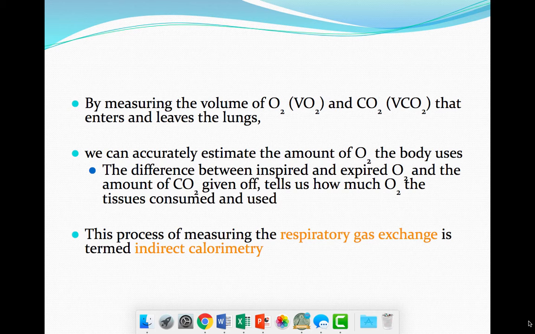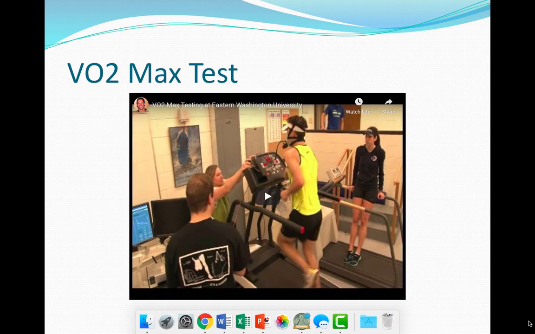So if you do respiratory gas exchange with the mask, oxygen and carbon dioxide, that's called indirect calorimetry because you're not directly measuring the heat that's coming off somebody that's raising water, but what you're doing is talking about how much oxygen they've consumed. Knowing how much oxygen they've consumed means that you can estimate how many calories they've consumed as well. So here is a VO2 max test.